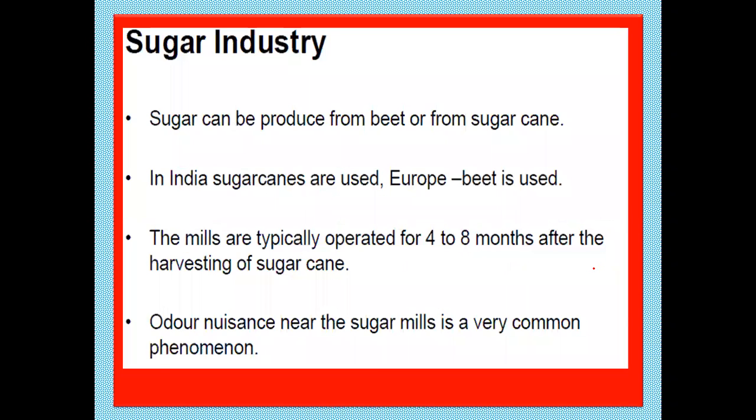So if you see the sugar industry, the sugar that is produced from beet or from sugar cane. So other countries, Europe countries, we are calling them as a beet, but in other rest of the European countries, we are calling as a sugar cane.